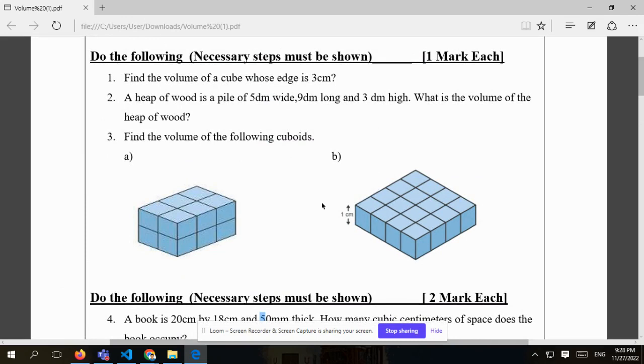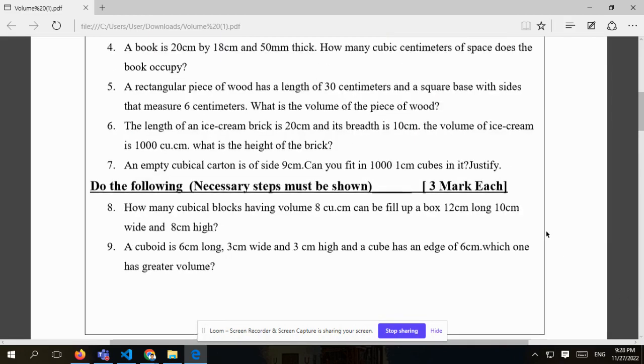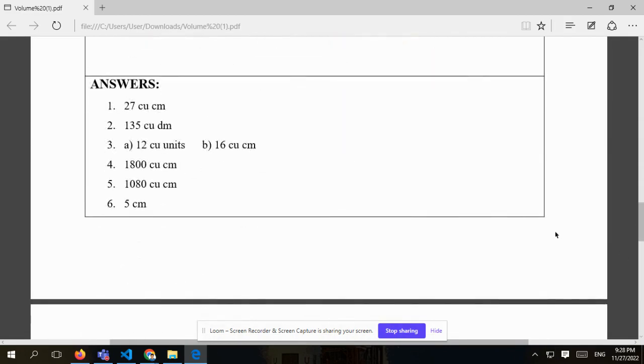A heap of wood is a pile of 5 decimeter wide, 9 decimeter long, and 3 decimeter high. Very easy problem. 9 5s are 45, 45 into 3. 40 into 3 is 120, and 5 into 3 is 15. So 135. Do one thing, you do normal mathematics here. Now you don't do over mental math. In the exam, mental math is not needed. The other one has edge 3 centimeter. So 3 into 3 into 3. 3 3s are 9, 9 3s are 27. So that's the answer. So 27 and 135 are the answers.